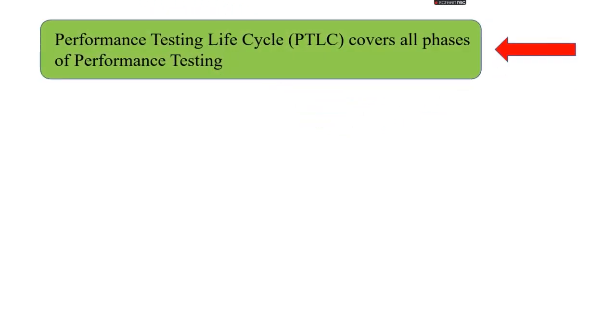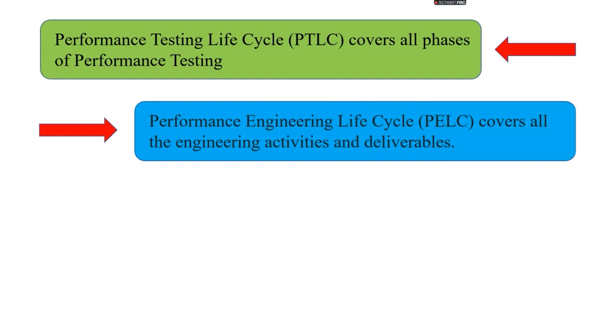The performance testing life cycle covers all the phases of performance testing, whereas the performance engineering life cycle covers all the engineering activities and deliverables. The performance engineering life cycle will be there from the start of the design to the delivery of the application.